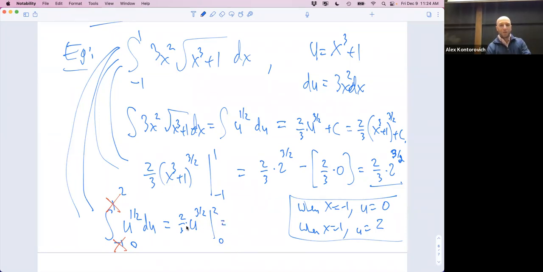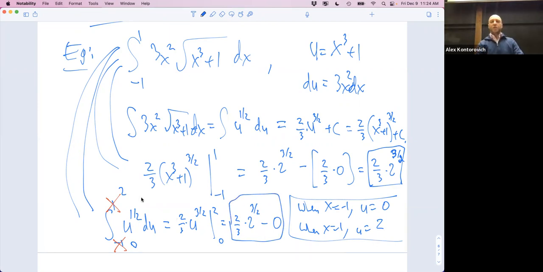When u is equal to 2, I get 2/3 times 2 to the 3/2. When u is equal to 0, I get 0. So I get the same answer. I get the same answer 2 different ways. I mean, okay, let's keep the -0, but does that make sense?